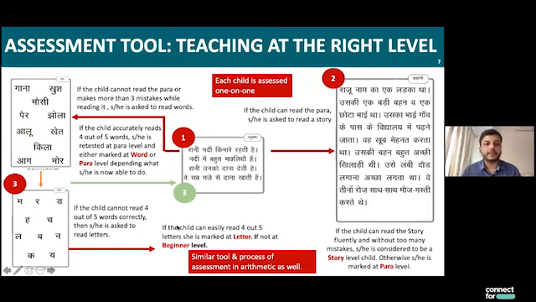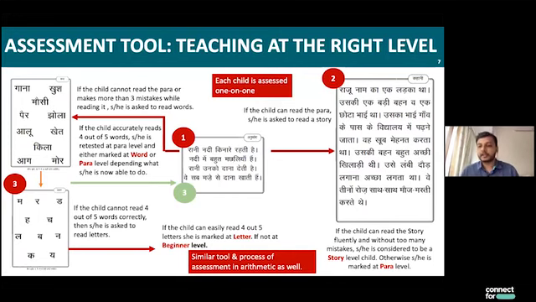Basically, the tool starts with, when you see number one, a standard 1 level text or 4 lines of a paragraph. If the child is able to read this paragraph, we give the child a standard 2 level text or a story to read. If the child is not able to read this, then we give the child a bunch of words and letters. If the child cannot read any level on this particular tool, then we mark the child as beginner, someone who has just started out on his or her learning journey.